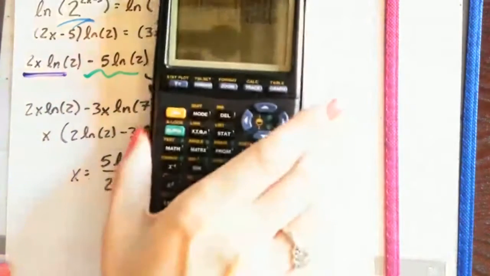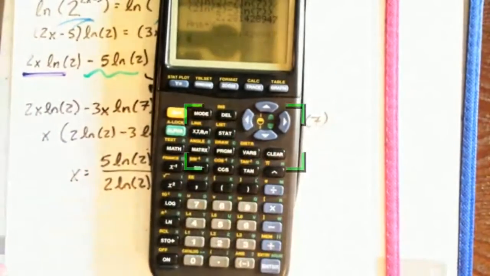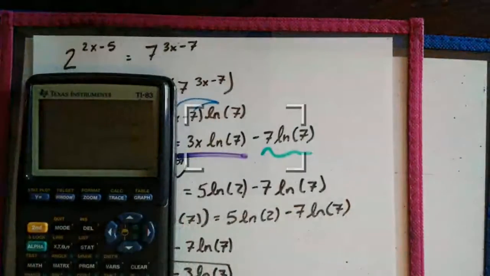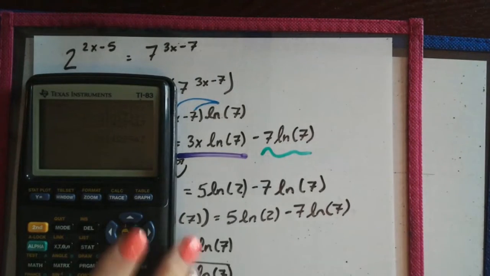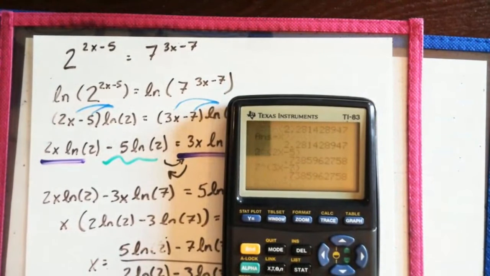I'm going to store that as x. So I'm going to go STO, and I'm going to store it as x. And then I'm going to check it in my original equation. 2 raised to the power of 2x minus 5 is that number, which you can see. 7 raised to the power of 3x minus 7 is the same number. So we found the right value of x.